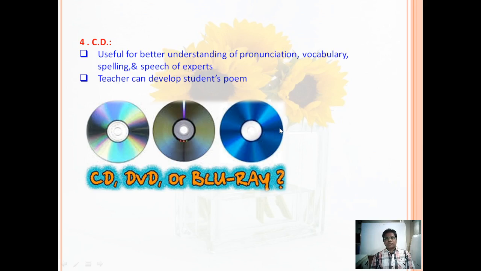Such CDs are directly available in the markets, and educational data is already stored over there. You may get the CDs of vocabulary, then pronunciation, then Oxford University. If you purchase any Oxford Dictionary or Cambridge Dictionary, along with such a dictionary they give you a CD. In this CD, there is a lot of practice of pronunciation, different vocabulary, and pronunciation style. Then teachers can develop students' poems. If you want to record the student's poem, you may record it or you may play it in the classes.